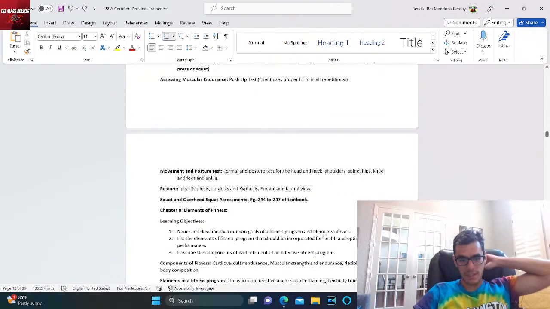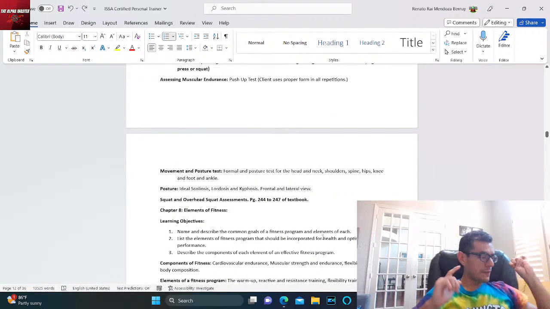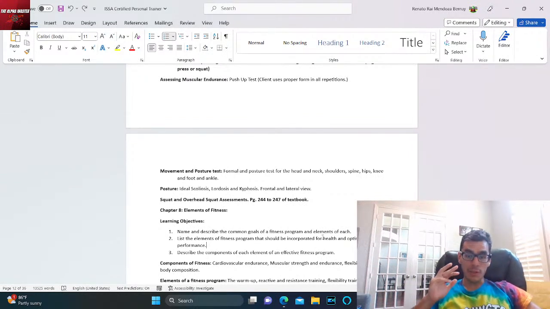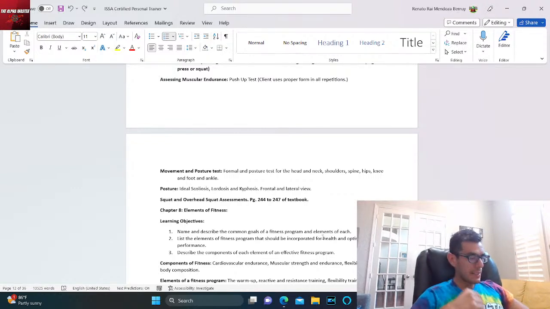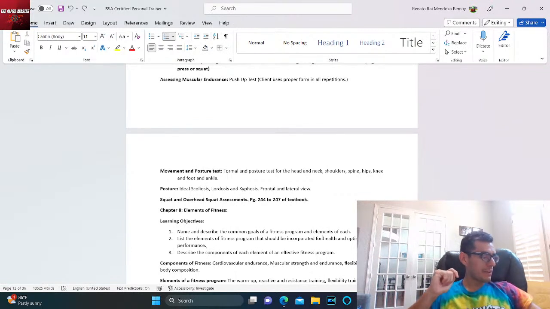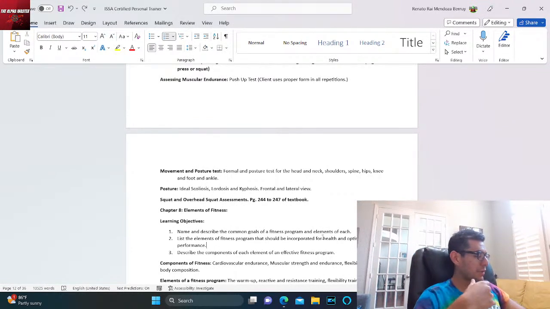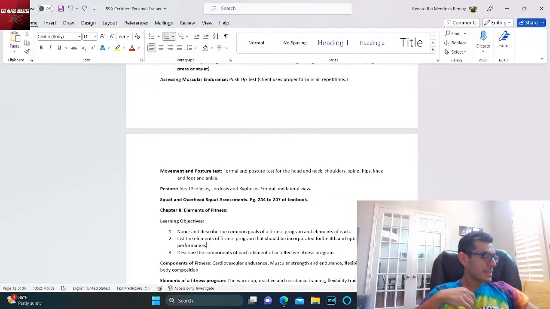Okay, elements of fitness, chapter 8. You have the components of fitness, which are cardiovascular endurance, muscular strength, muscular endurance, flexibility, and body composition. Then you have elements of a fitness program, which is the warm up, flexibility training, core training, balance training, reactive training, resistance training, cardiorespiratory training, and finally the cool down.